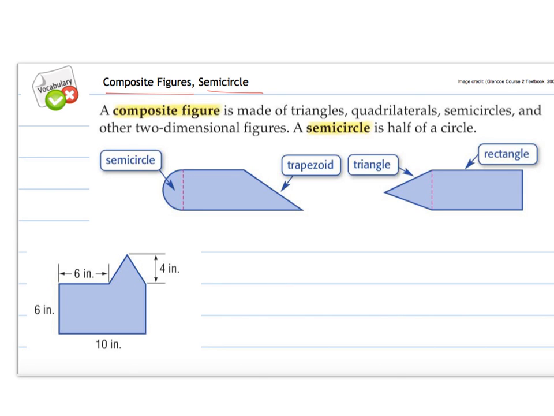A trapezoid connected to a semicircle, which is a half circle, that makes one shape. A triangle connected with a rectangle makes another shape. Sometimes you'll see more than two figures attached, okay?